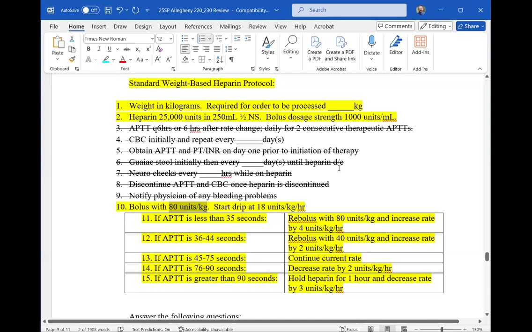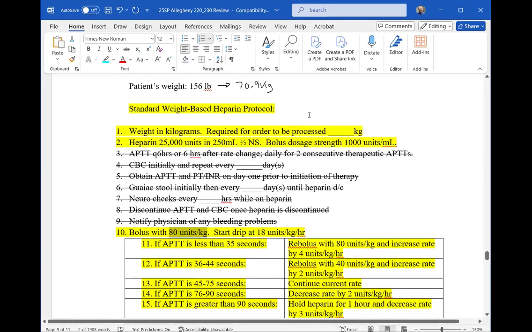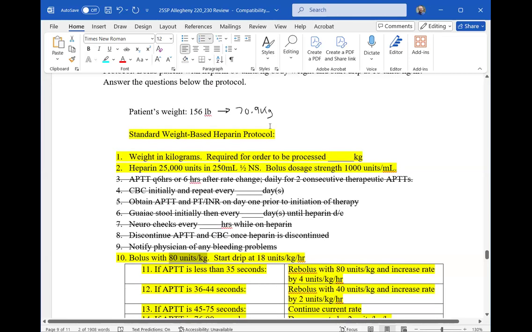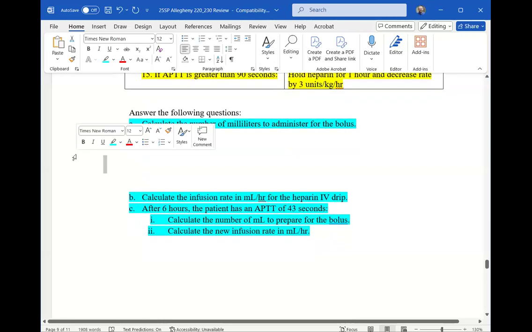So hopefully you know where we're getting the 80 units per kilogram. That's my order, okay? My order is 80 units per kilogram, and the only other thing that I need in order to complete the order is the patient's weight. And the patient's weight is 70.9. So what I'm going to do is take the patient's weight, and then put it down here.